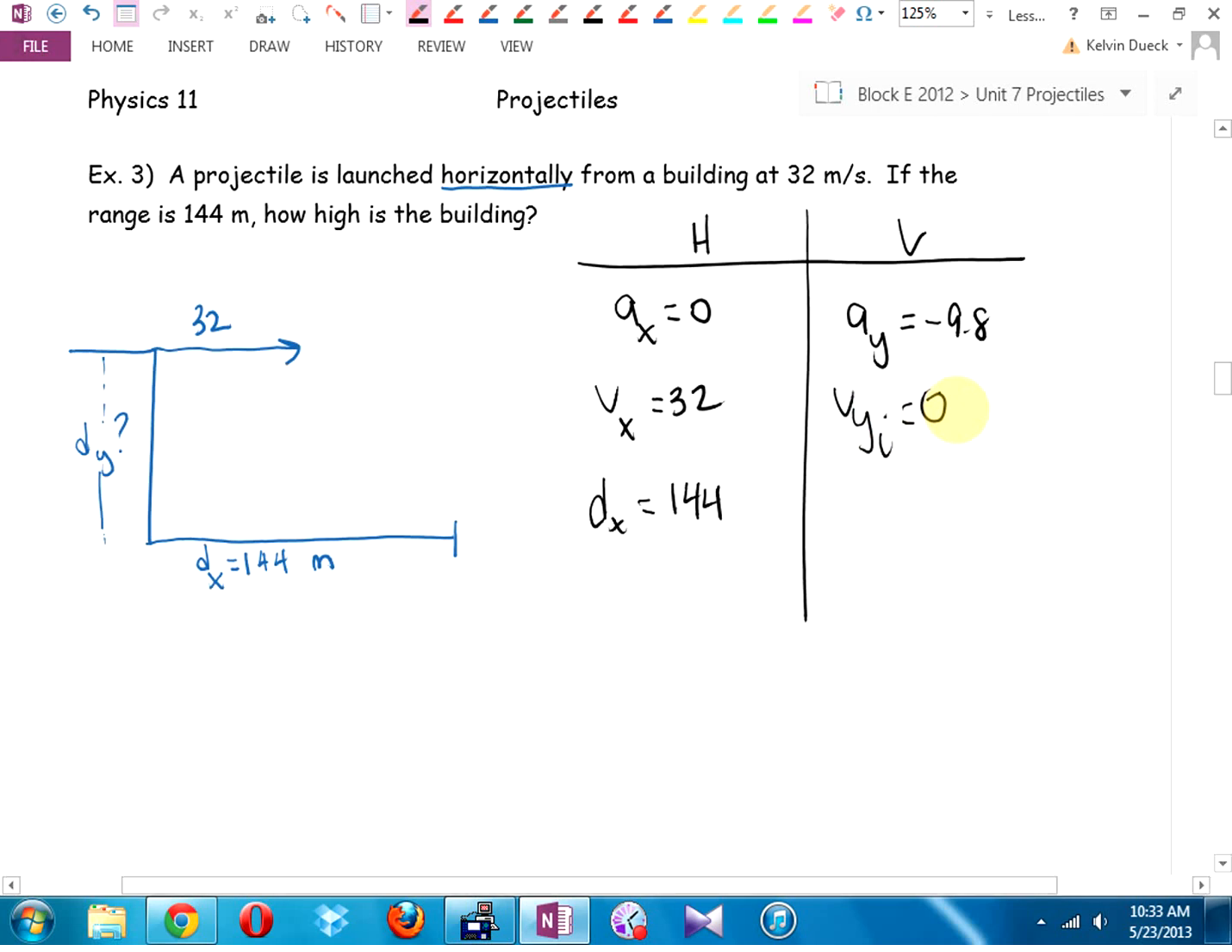Oh, which column do I have 3 pieces of information in this time? The horizontal. You know how I'm going to find t this time? Horizontal. Mr. Dueck, it didn't say find t. It said find how high the building. I'm telling you, to do any of these, your first goal is going to be to find time. So I'm looking for an equation that has a, v, d, and t in it. Why? This equation looks fairly familiar. Which one?